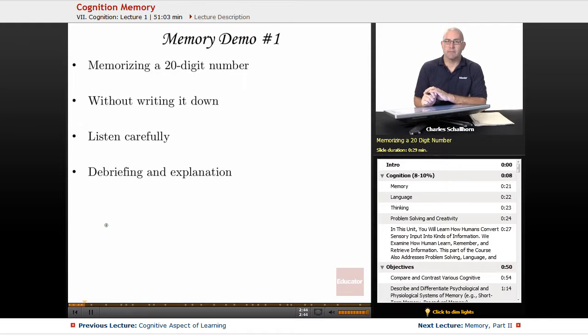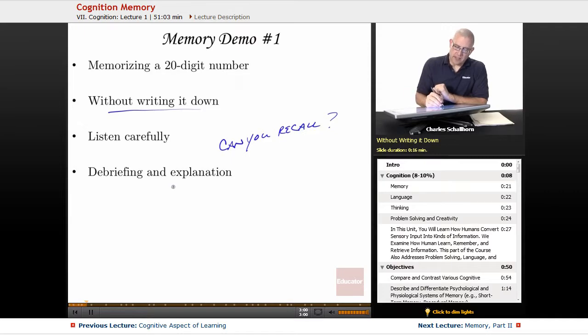Now, without writing it down, can you remember it? Can you recall that 20-digit number? Well, hopefully you can. But the thing is that let me write it out for you to see if you can remember it.